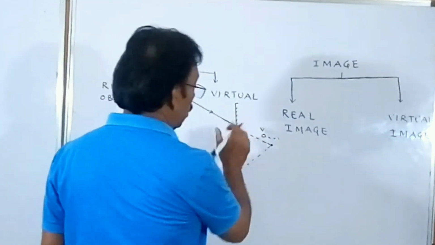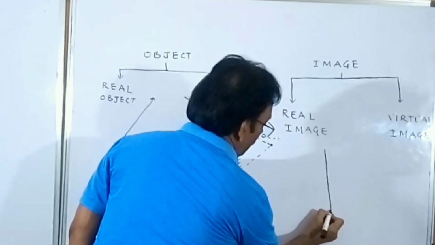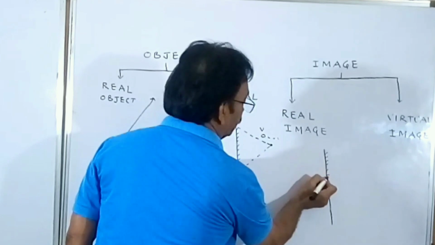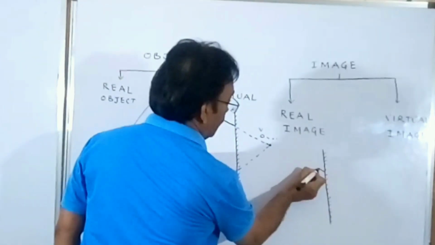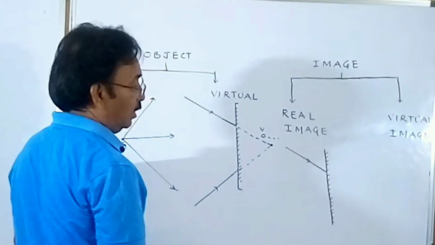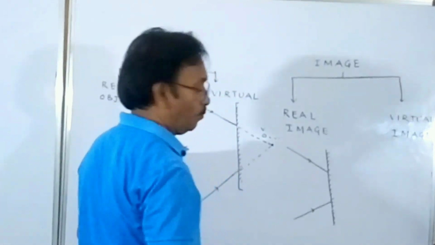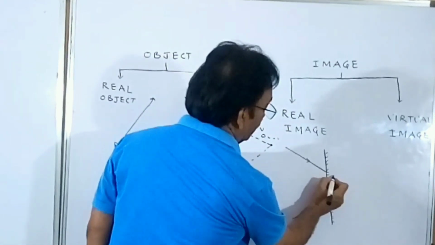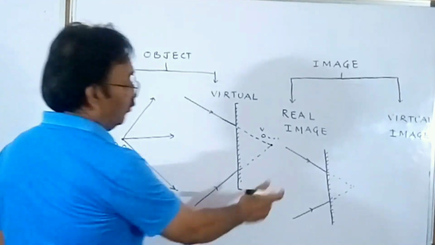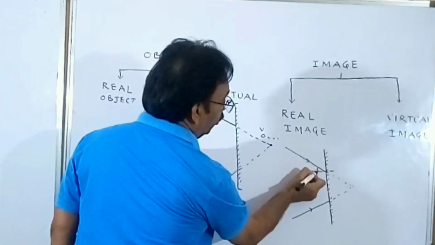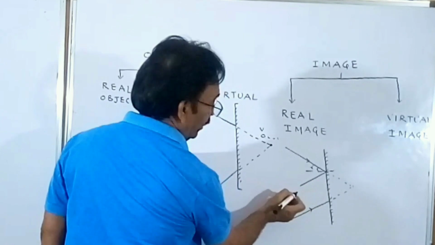See this, I am redrawing the same diagram here. It is the mirror. Rays are coming from a distant object and incident on it, and one more ray. Then what is happening here? We make them meet at a particular point. Then after they are incident, what happens? We have to follow the laws of reflection here. It is the angle of incidence, and this ray gets reflected in this way.